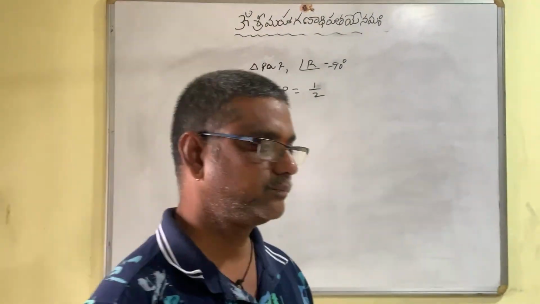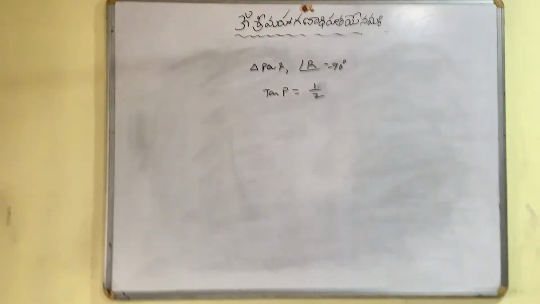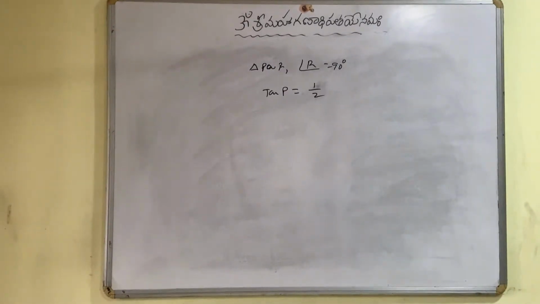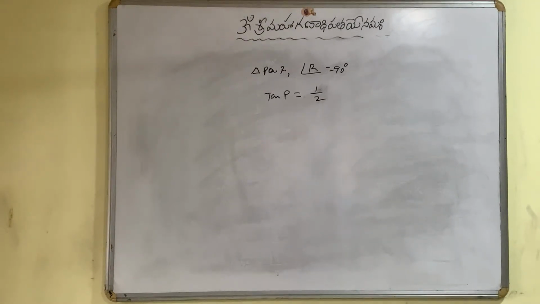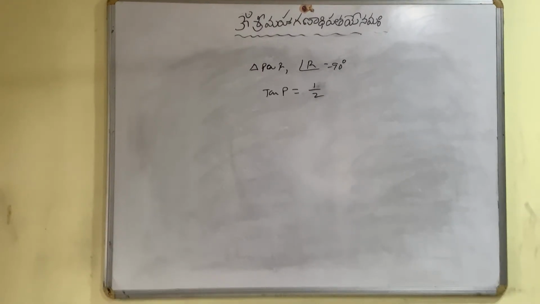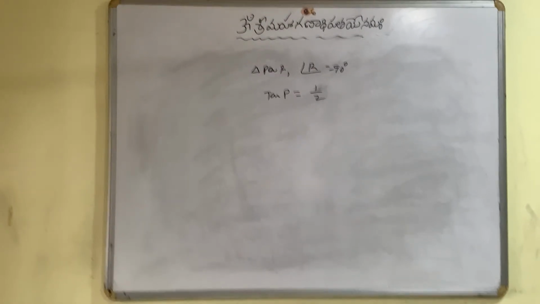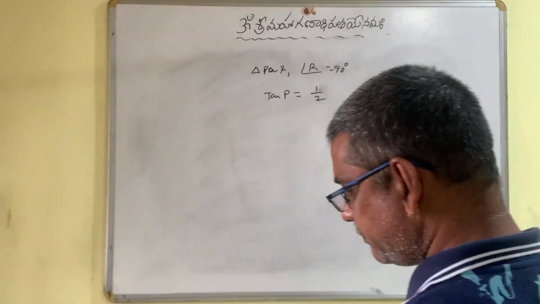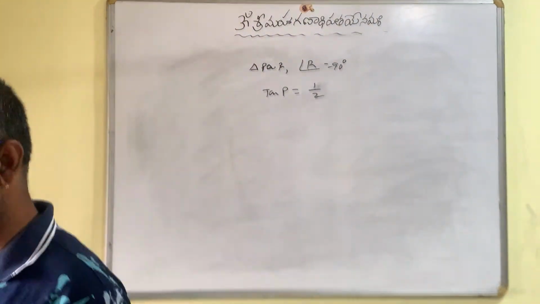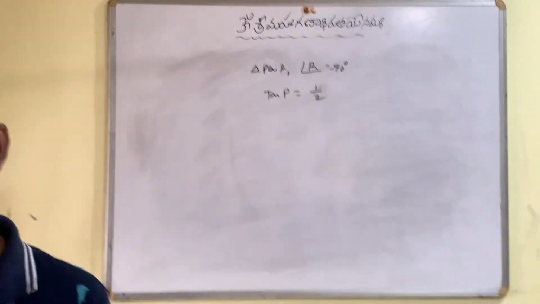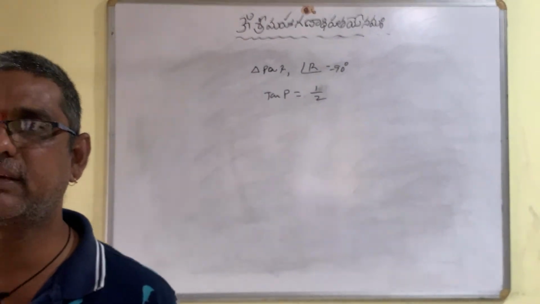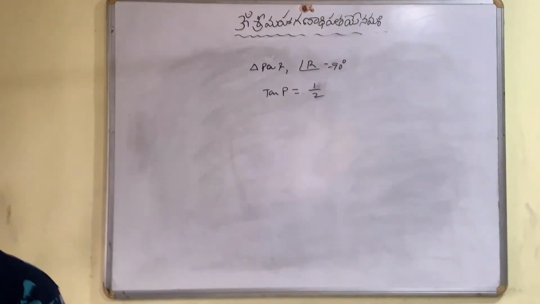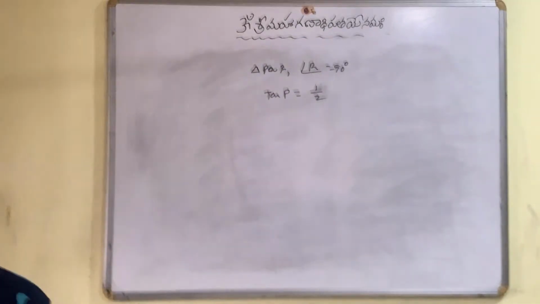First, there is a triangle PQR, right angled at R. Tan P is given 1 by 2. Find out the remaining trigonometric ratios with respect to angle P.